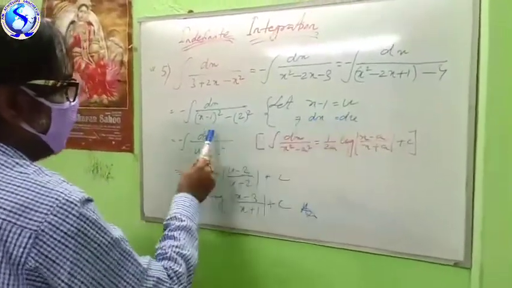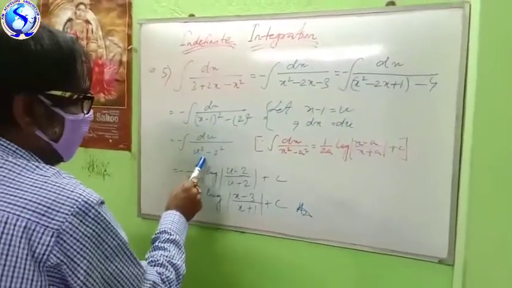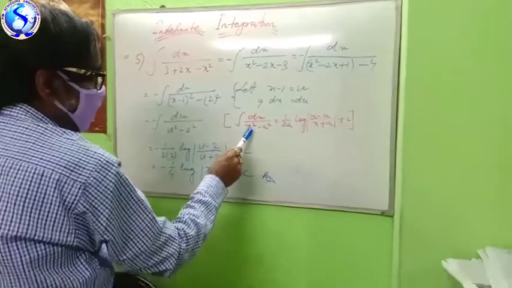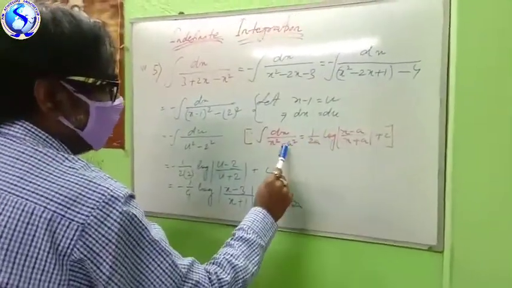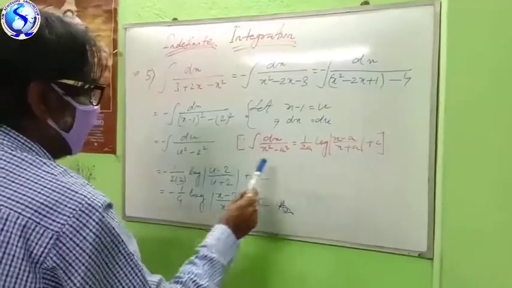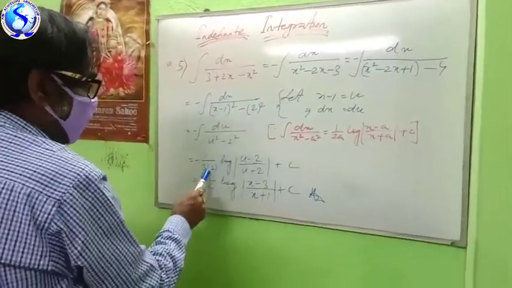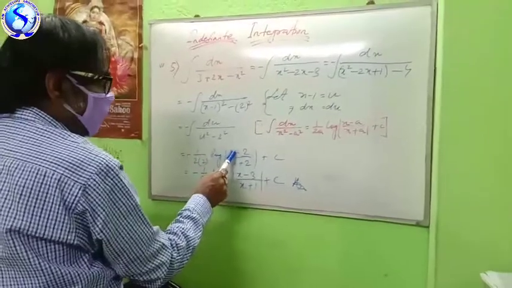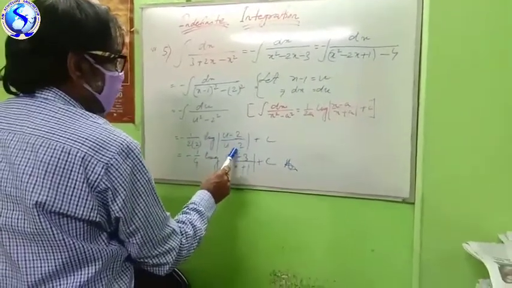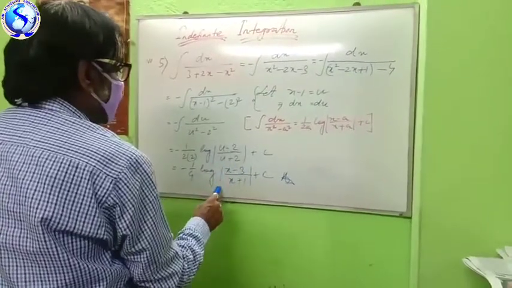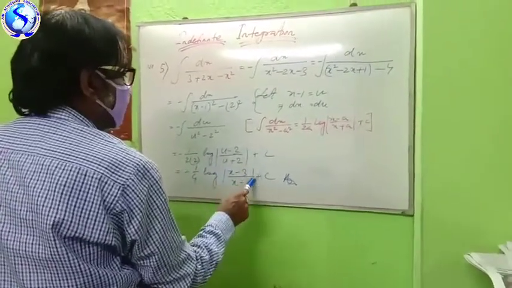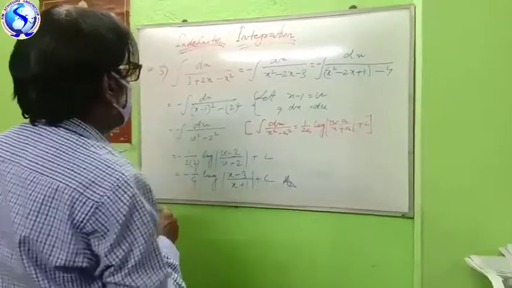dx will be du, then this will be u square minus a square. The formula is dx by x square minus a square is equal to 1 by 2a log x minus a by x plus a. Here a means 2, so 1 by 2a means 1 by 4 log, put the u value here, x minus 1 minus 2 means x minus 3, and this will be x plus 1. Mod sign, in case of logarithm you have to write the mod sign. This is the plus c. This is the answer of number 5.